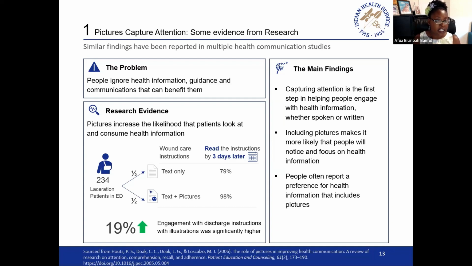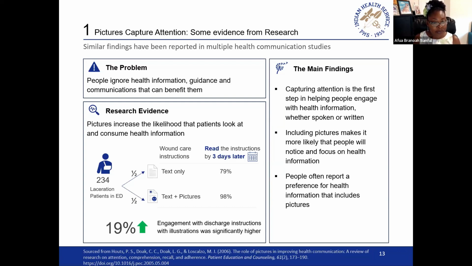234 patients leaving an emergency department. You don't have to remember the 234. I put that number there to show you that it was quite a large number of patients, right? But these people had serious lacerations, enough to come to the ED.